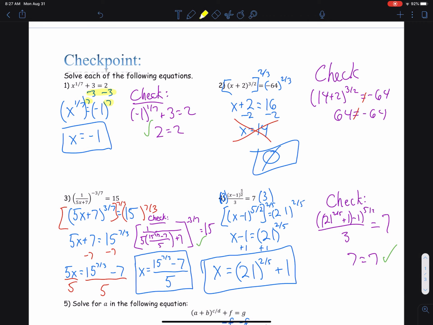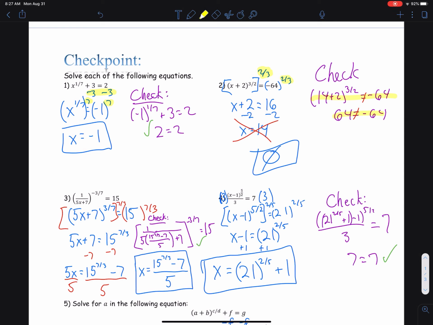Number 2, everything on the left side was getting raised to the 3/2 power, so we can actually just raise to the reciprocal power right off the bat, 2/3. But once you solved, you got x equals 14, which when you checked, did not work out. It was not a solution. It was an extraneous solution. So our answer to number 2 is no solution.